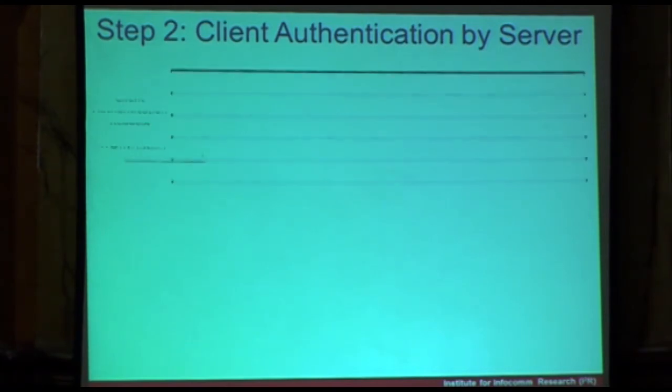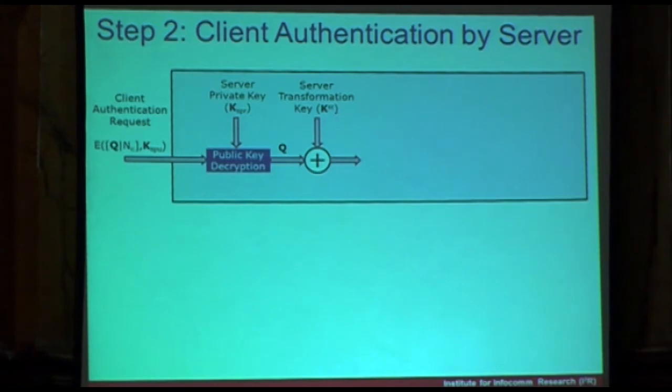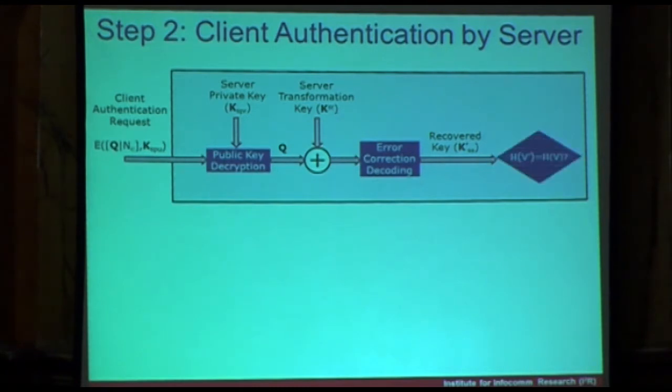So in step 2, the client is being authenticated by the server. It again starts off with the decryption of the request, and this Q is combined with the server transformation key, and then the error correction decoding is applied to recover the key.